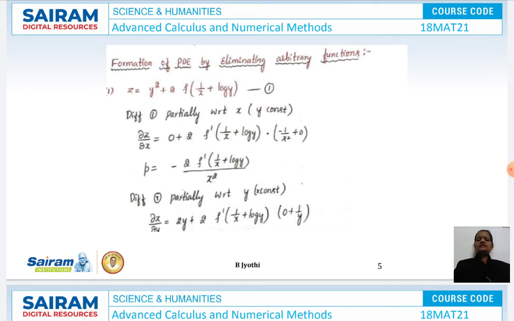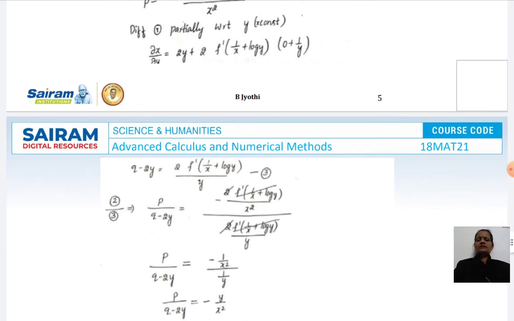Now, let us differentiate the given equation partially with respect to y, treating x as a constant. Then we get dou z by dou y is equal to 2y plus 2 times f dash of 1 by x plus log y into 0 plus 1 by y, because the derivative of log y is 1 by y. Thus on simplification, we get q minus 2y is equal to twice f dash of 1 by x plus log y, whole divided by y.